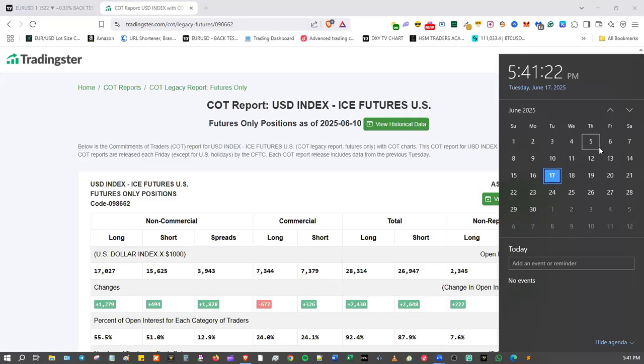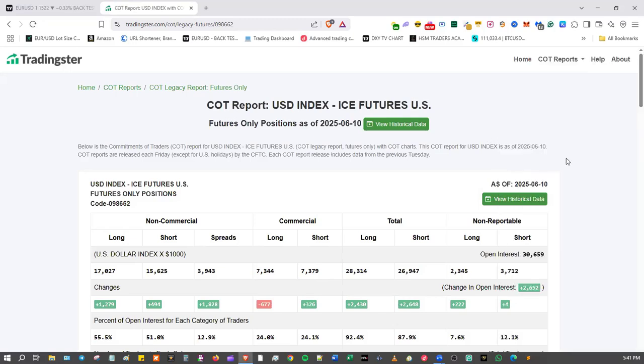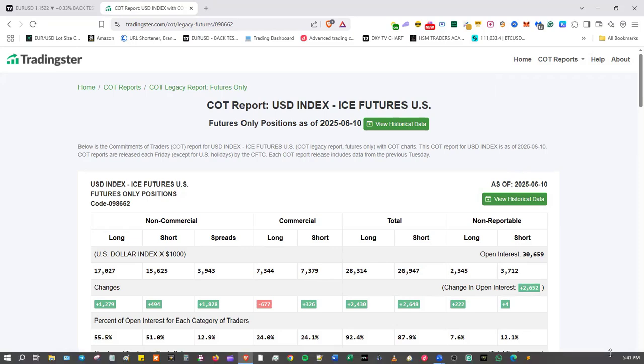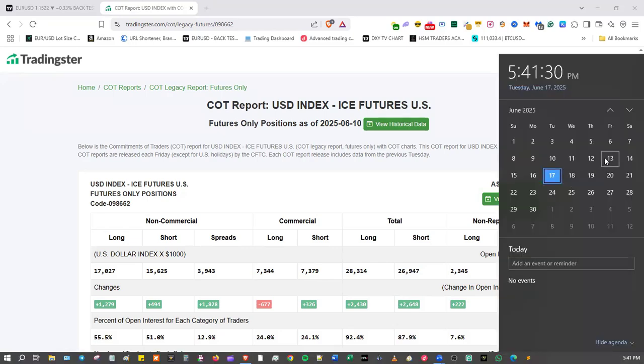We look at 6th and 13th. Okay, so this report covers 10th. Where is 10th? That is Tuesday, of course, like I said. So we look at 3rd of June and 10th of June.